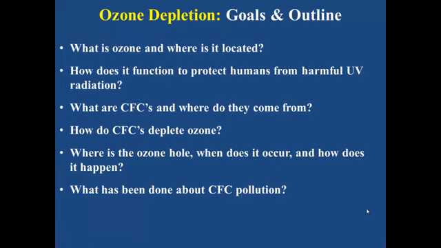Okay, in this lecture we're going to be learning about ozone and what it is and how chlorofluorocarbon pollution has contributed to the loss of ozone in Earth's stratosphere. So in terms of some general goals and an outline, we'll answer some key questions including what is ozone and where is it located, how does it function to protect humans from harmful UV radiation, in other words, what's the mechanisms by which ozone does this, what are chlorofluorocarbons and where do they come from, how do CFCs actually deplete ozone in terms of a mechanism?